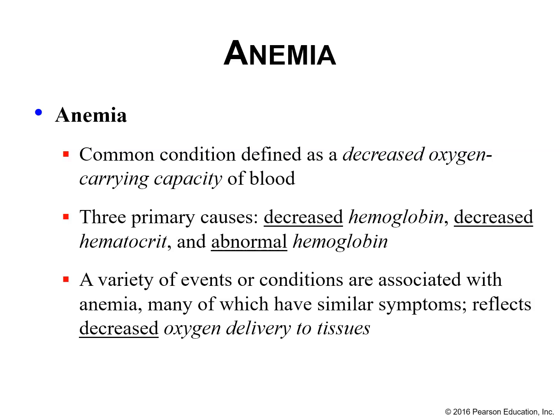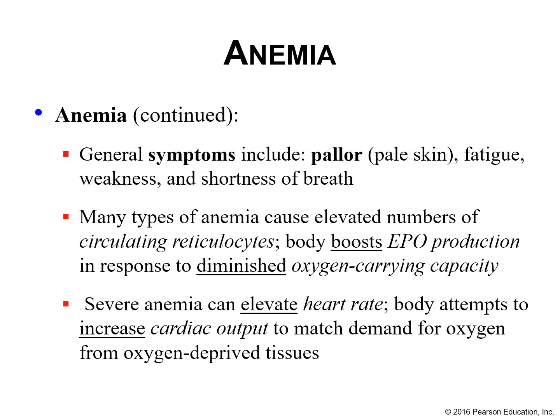So anemia is kind of a constellation of conditions that occur because of one of these three etiologies: either decreased hemoglobin, a decreased hematocrit, or an abnormal hemoglobin. But the condition that applies to all of them, the main symptom, is basically decreased oxygen, and that usually causes the skin to appear bluish in color, or cyanotic. So general symptoms of anemia include pallor, which is pale skin, fatigue, tiredness, weakness, and shortness of breath.